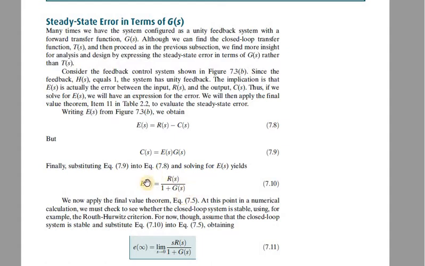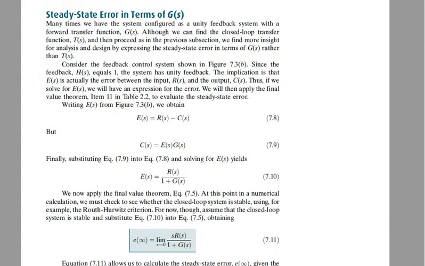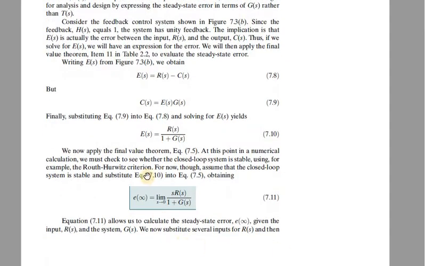Now to calculate the steady state error, we have to apply the final value theorem, and we can easily calculate E infinity, that is the limit when s tends to 0 of s times R of s divided by 1 plus G of s. This is a very important relationship that we use a lot. This is 7.11. This allows us to directly calculate the steady state error using the open loop transfer function and the input of the system.